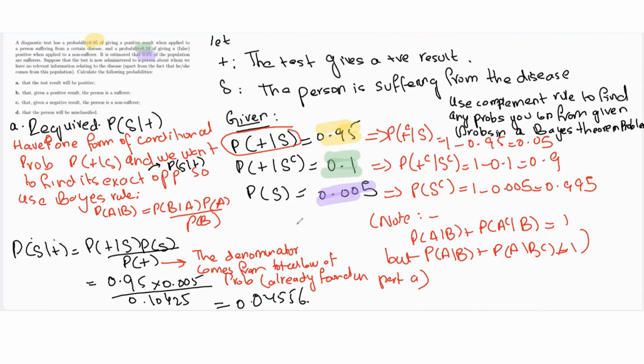So in this way, we can solve this problem, right? In the first part, we use the total law of probability because we are finding an unconditional probability by conditioning on mutually exclusive and collectively exhaustive events. In part B, we use Bayes' theorem because you are given one form of conditional probability, probability of positive given S, and you want to find its exact opposite, probability of S given positive. So we can apply Bayes' theorem.